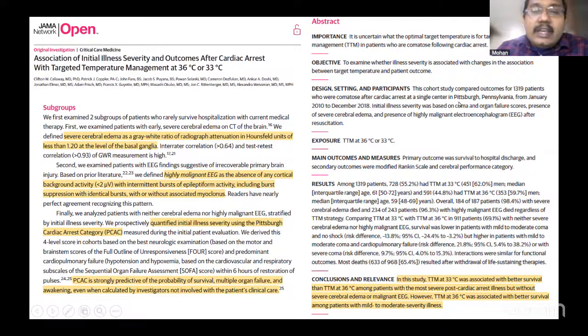And again, here what they've done is they've looked at initial illness severity, and they wanted to see whether 36 degrees or 33 degrees centigrade is more favorable. So they were looking at severe cerebral edema as well as highly malignant EEGs. And the illness severity is quantified by the Pittsburgh cardiac arrest category.